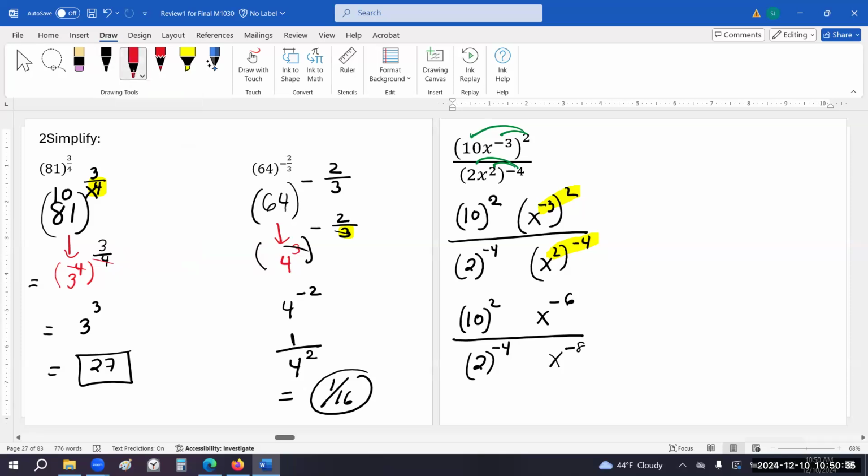So we have a -6. We need to bring it down to make it +6. This 2 has a -4 power. We need to bring it up to make it +4 power. This x has a negative power. We need to bring it up to make it have a positive power. So that's why don't try to do anything until you convert every negative power into positive power. Listen to my advice, you'll not make a mistake.